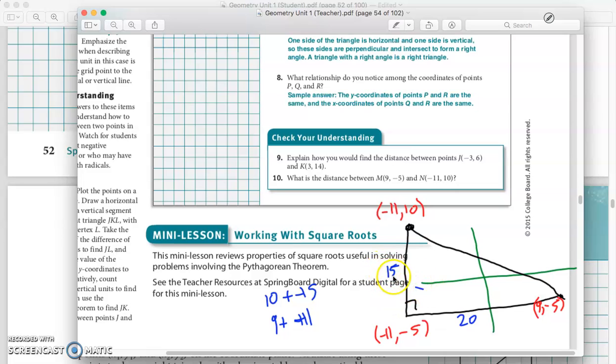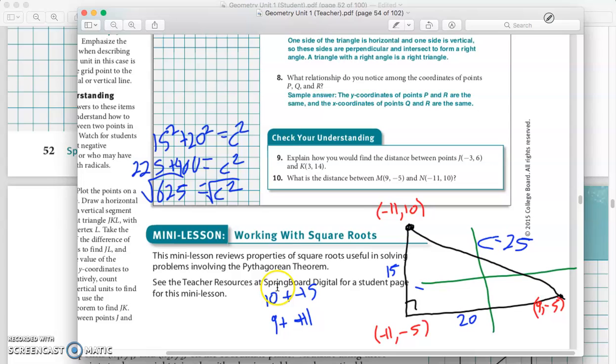Now we can use the Pythagorean theorem with 15 and 20. So we would say 15 squared plus 20 squared equals c squared, where c is the side we're looking for, the distance between our points. 15 squared is 225. 20 squared is 400. That adds up to 625. Then to get rid of the squared, you take the square root of both sides. The square root of 625 is 25. So I know c has to be 25 units long.